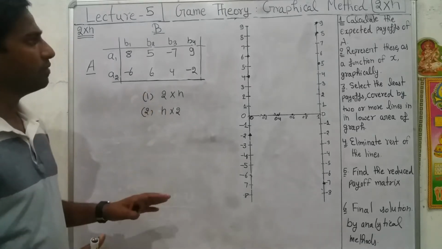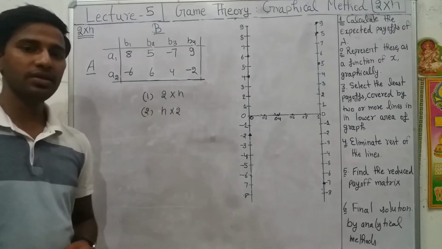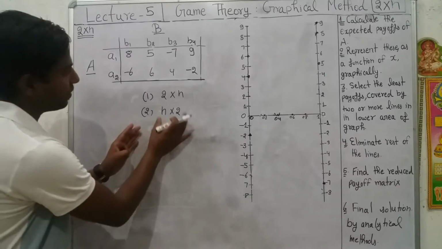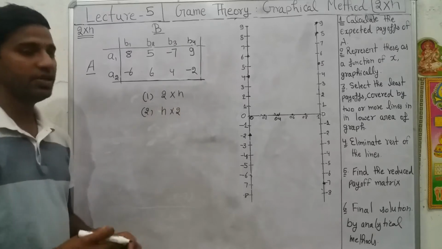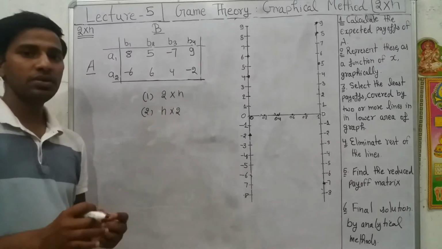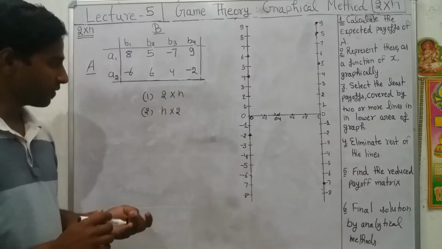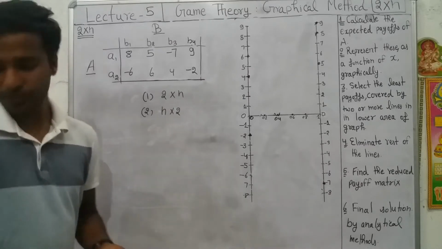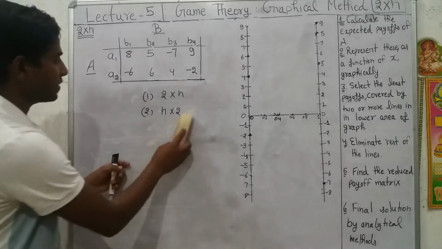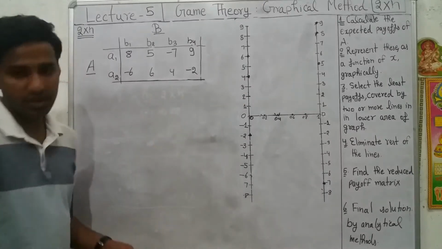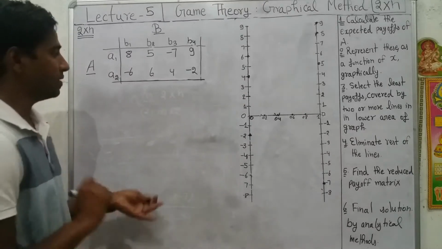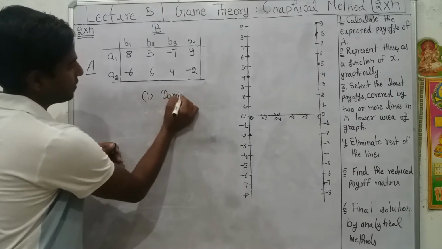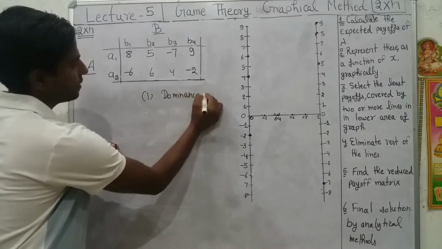To solve these types of cases in theory of games, first of all we need to reduce the order of these games to 2 by 2 order. We should try to reduce the order up to 2 by 2. So basically there are two methods of reducing the order of a game. First method is the dominance method or dominance rule.